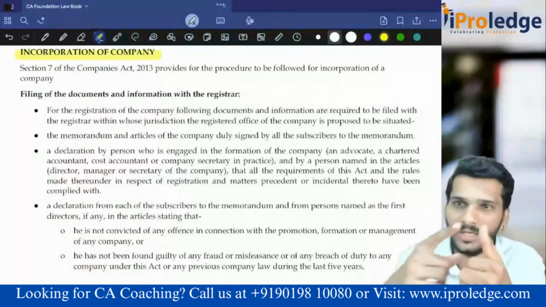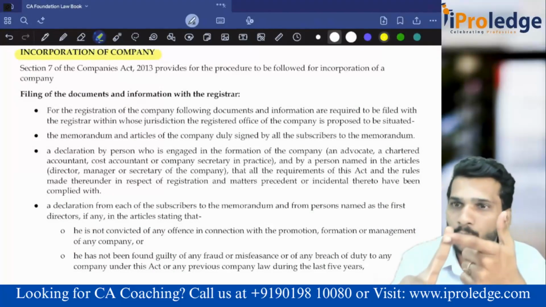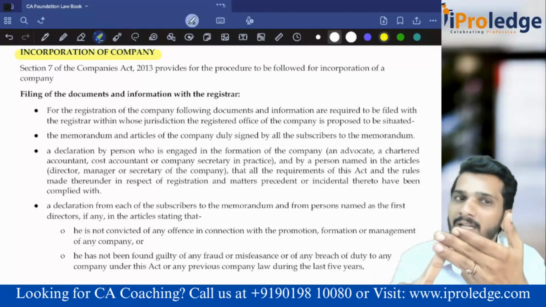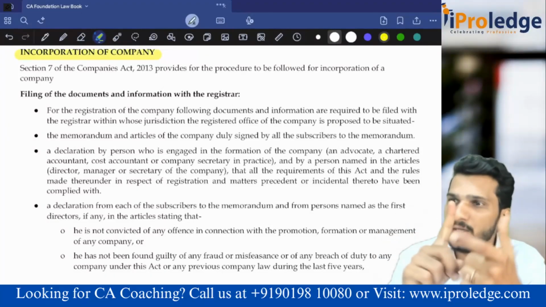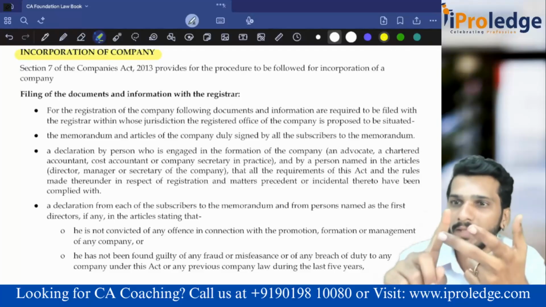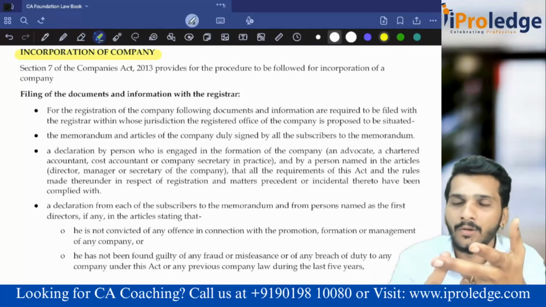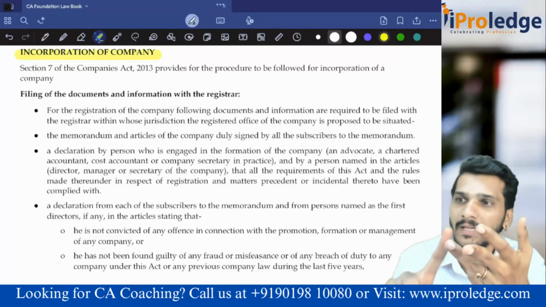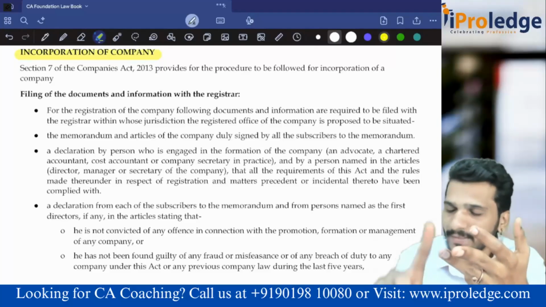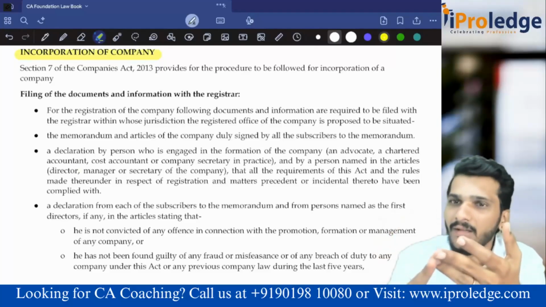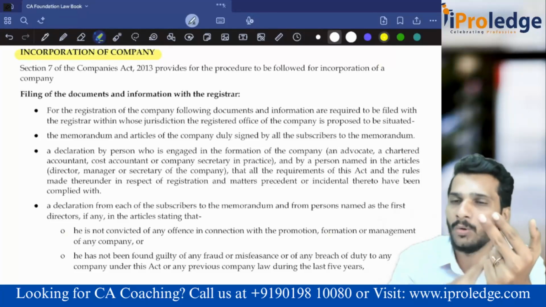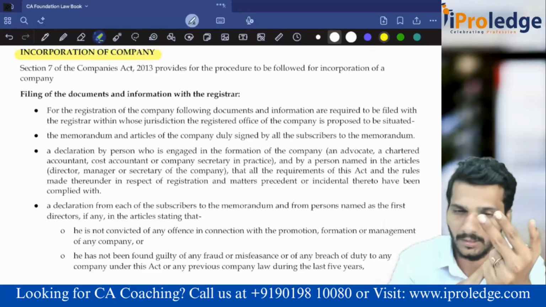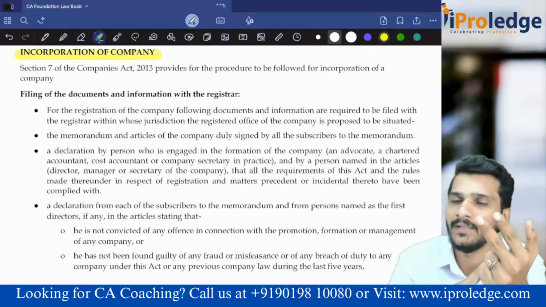These two declarations, the MOA application in SPICE Plus, the MOA, then this declaration, two declarations. Along with that, they have to file in SPICE Plus: the name of the company, the registered office of the company, the name of the branch, plus the name of the person who is becoming the first director, and the name of the promoters, and the number of shares they have taken.